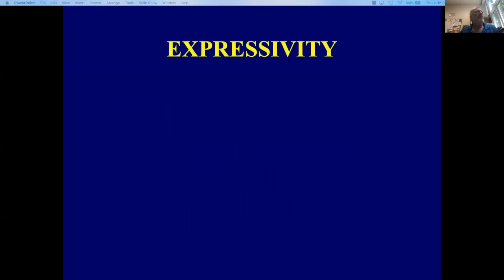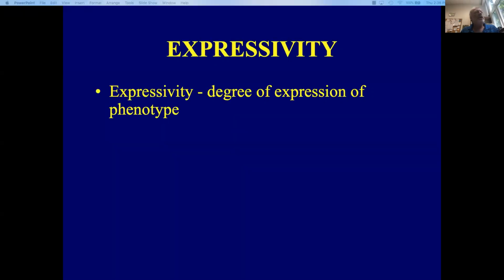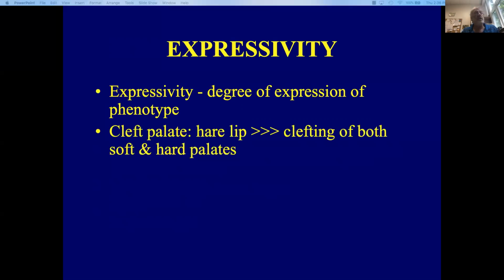Now, the related concept of expressivity is the degree of expression of the phenotype. So there's not numbers associated with this. This is not quantitative, but it's more descriptive. So the cleft palate phenotype can be anything from a hair lip, which is just a gap in your upper lip below your nose, like a rabbit has, versus a clefting or a gap in your entire soft and hard palates in the roof of your mouth, all the way running up to your nose. That's the most extreme expression of that phenotype.